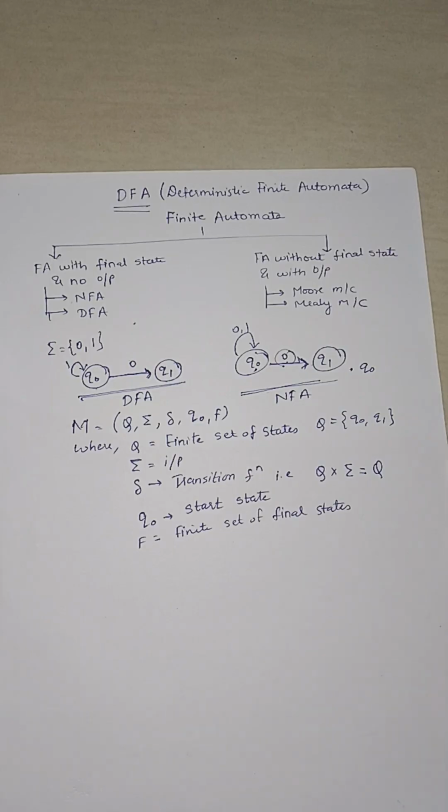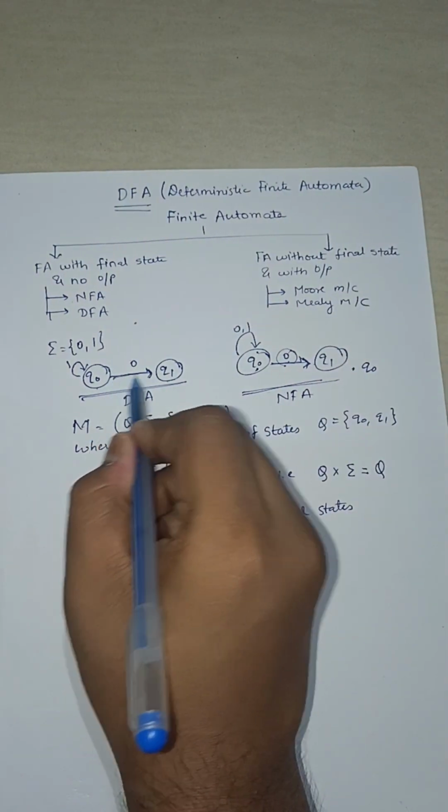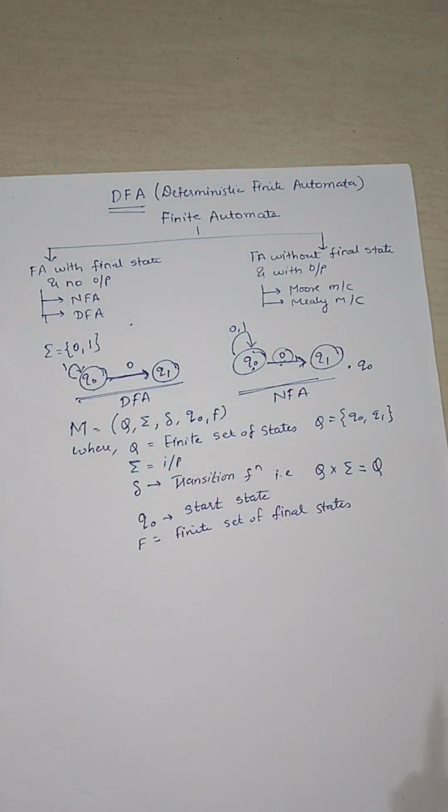I repeat once again, what is DFA? DFA consists of a finite set of states. One state is called the starting state and there can be many final states. In DFA, from each state on each input symbol there is exactly one transition, only one transition. Then only it is called DFA.